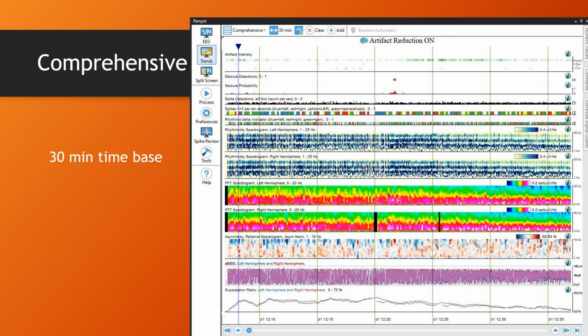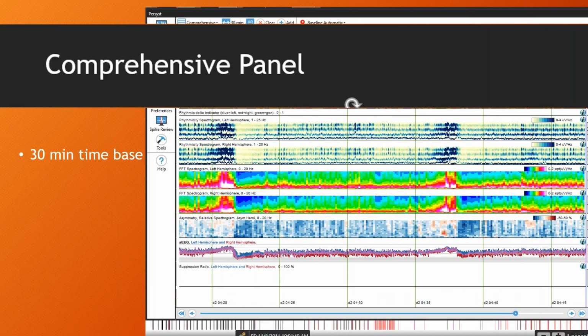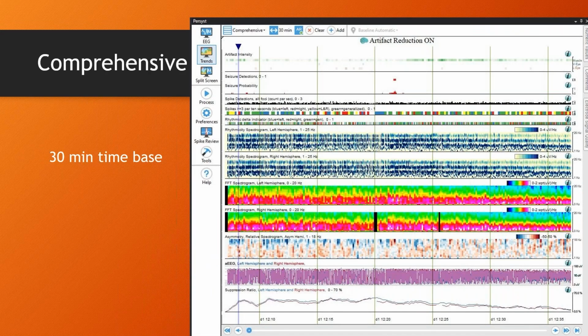Similarly with the comprehensive trend, this is the comprehensive panel as well. This is a slightly different patient, and what you see is difficult to discern any kind of real periodicity in the spectrograms, but if you look at the bottom trend, the burst suppression ratio, what you see is a high burst suppression ratio early in the record and lower as you get out towards the end.